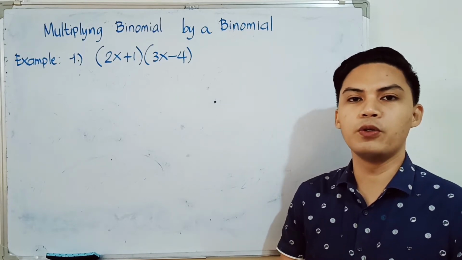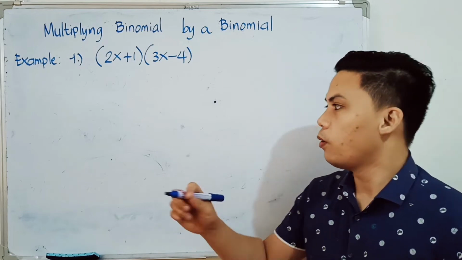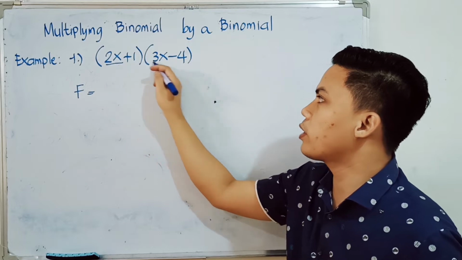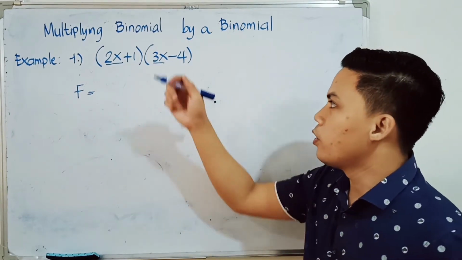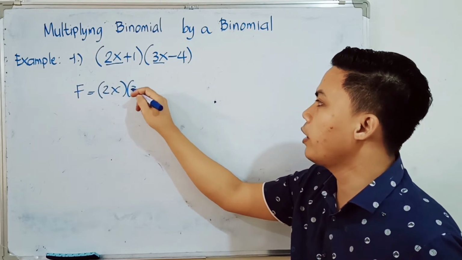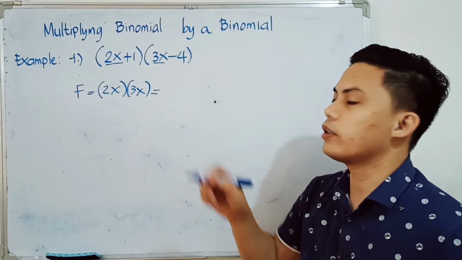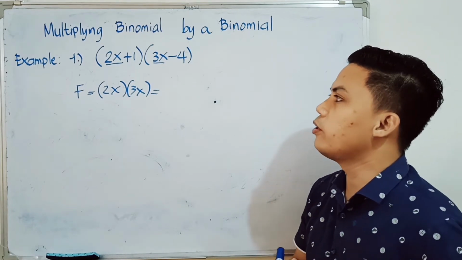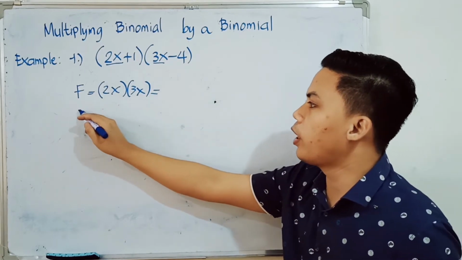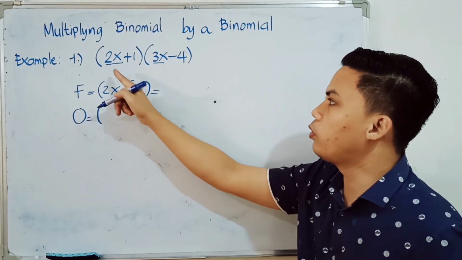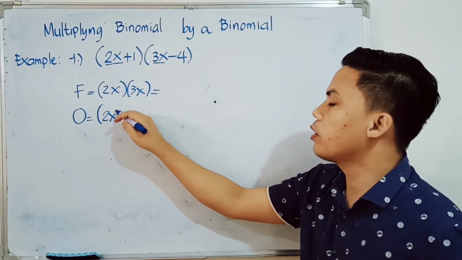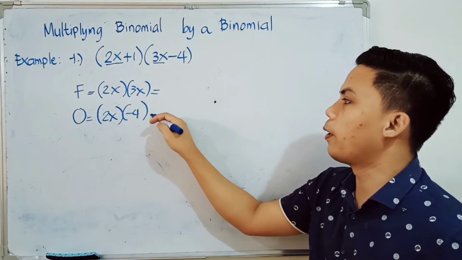So following our rules, the FOIL method, we have F, or our first terms, which would be 2x and 3x. Okay? So these are our first terms, 2x multiplied by 3x. Next, our outer terms. When we say outer, they are at both ends. So our outer terms, or the O, would be 2x and negative 4. So we will have 2x times negative 4.